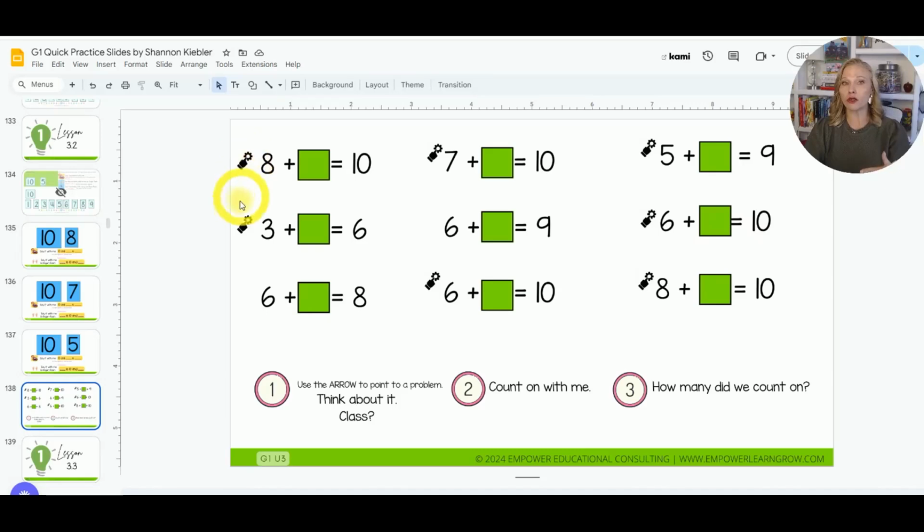So sometimes I'll go through and I'll say, I'm going to point to the equation. You just tell me what type of fact it is. Make 10. Doubles. Make 10. Make 10. 5 plus. Make 10. Make 10. Now just tell me the answer. 2, 3, 3, 4.